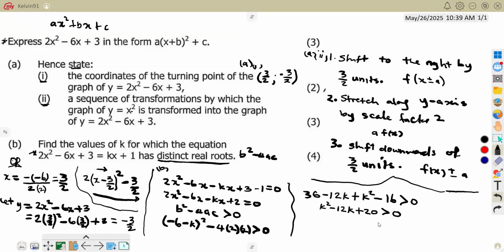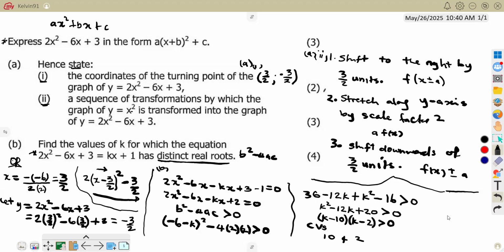If you are to check this one, you can use the quadratic formula or the factors. If you are to factorize here, we are going to have k minus 10, k minus 2 being greater than 0. Then from there we can get the critical values. The critical values are what? In this case, the critical values are 10 and 2.